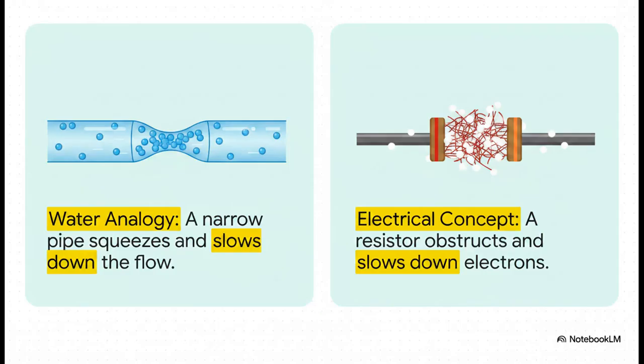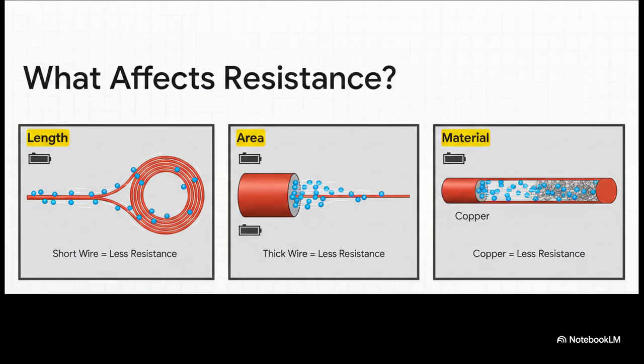And our analogy holds up great here too. Electrical resistance is just like a really narrow section of pipe. It literally squeezes the flow, which makes it way harder for the water, or in our case, the electrons, to push their way through. So what makes something have more or less resistance?